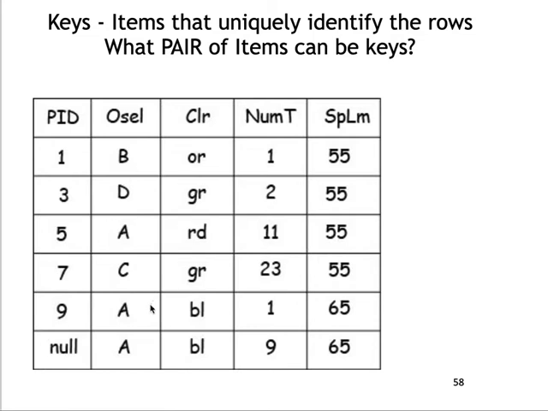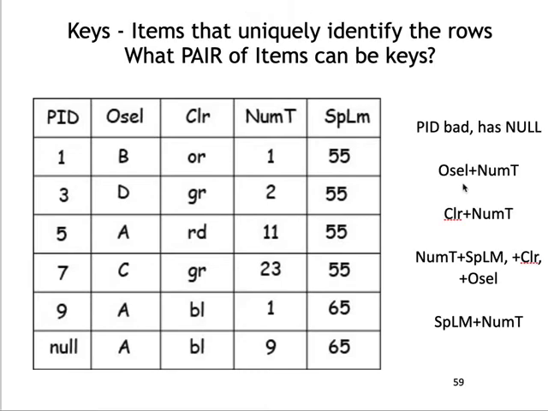So here's A and 1 and A and 9. Well, those are both 65. All of these are unique, right? And so these two, O, S, E, L, and num-t will serve. And there may be other values that will serve. So O, cell, and num-t, CLR, and num-t, this one, SPLM, and num-t. Those will all serve as candidate keys. So I could pick one of those pairs.